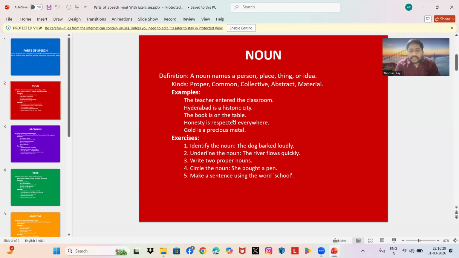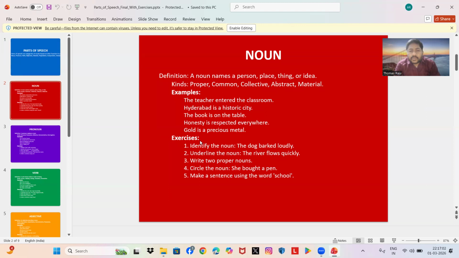The book is on the table. Identify nouns in this sentence. The book. Book is a noun. Table is also a noun. These are the names of the things. Honesty is respected everywhere. So, what are nouns in this sentence? Honesty. It's an abstract noun. Next, gold is a precious metal. So what is noun here? Gold is a noun. It's a material noun. Understand? So these are some examples for nouns.